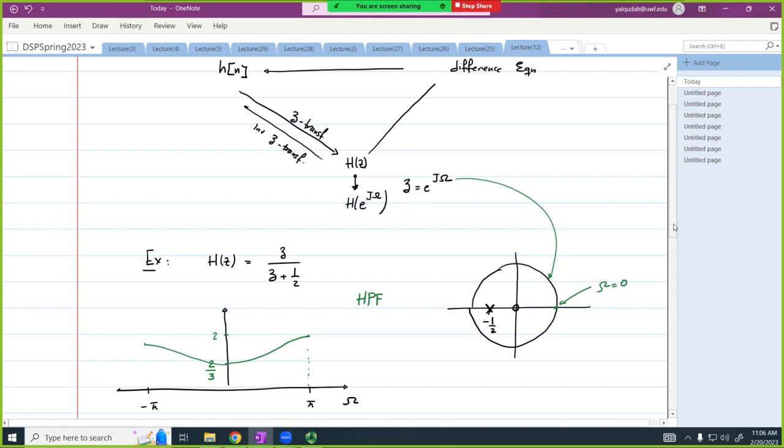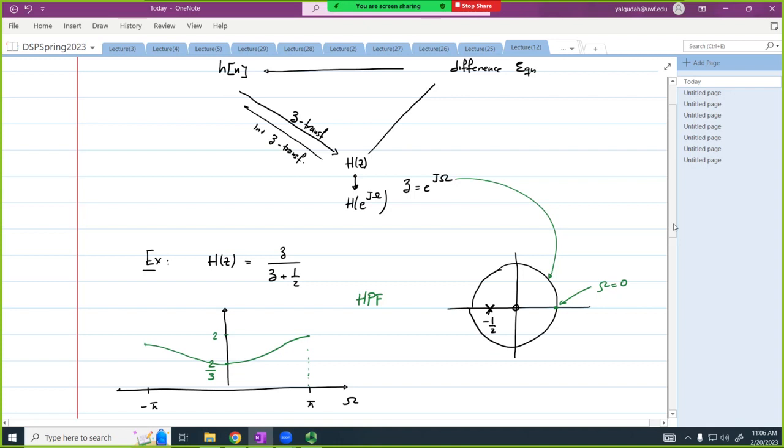How did you get 2/3? The 2/3 is when omega is equal to 0. It means I am at this point here. When I take the distance to the zero, it's 1. The distance to the pole is 1.5. So it's 1 over 1.5. Make sense?